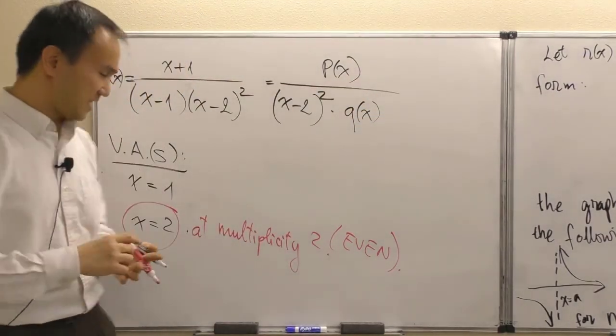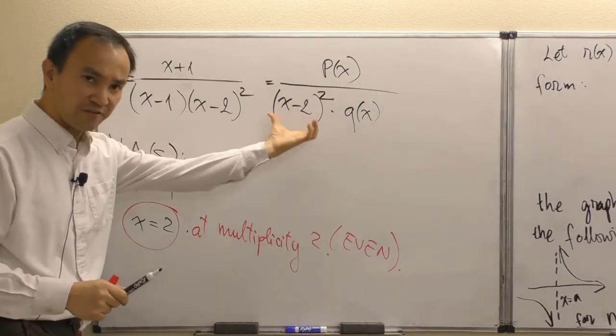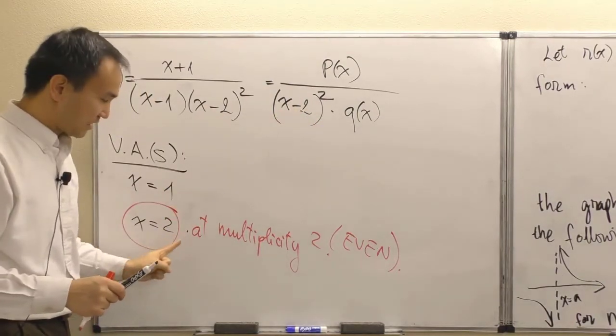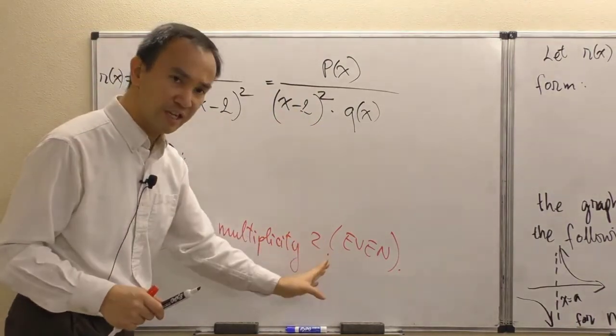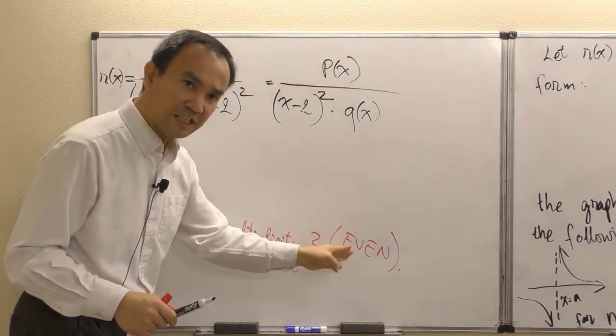So of course in this way we have a vertical asymptote at x equals a right here. But in this case we're specifically looking into a multiplicity 2, or generally an even multiplicity.